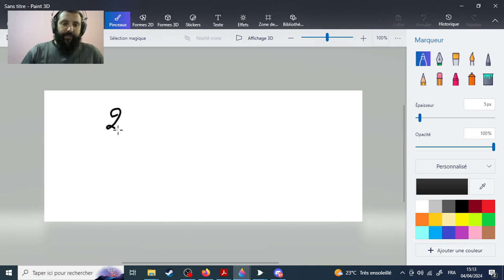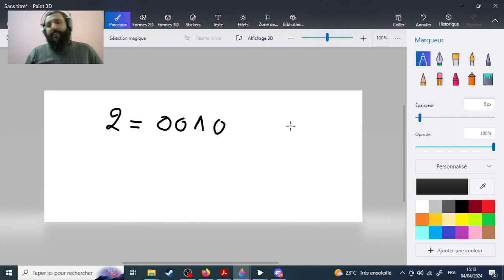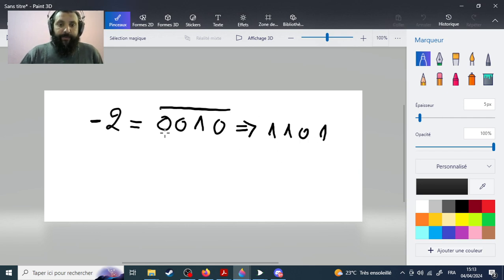If I give you, for instance, the value 2 on 4 bits, it is written in binary very simply. But for minus 2, in two's complement, you have to do two steps. The first step, you have to invert this value. To invert, each bit should be inverted. It becomes 1101. The second step, you have to add one.